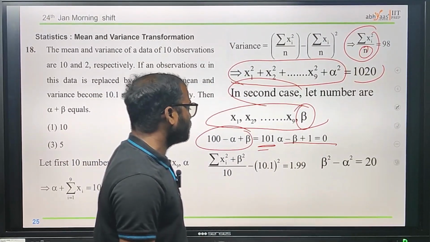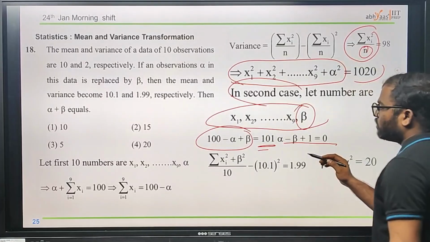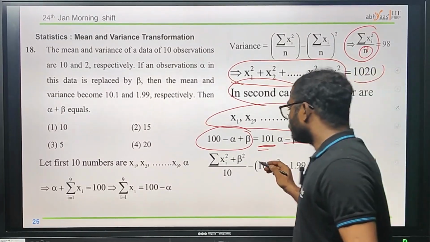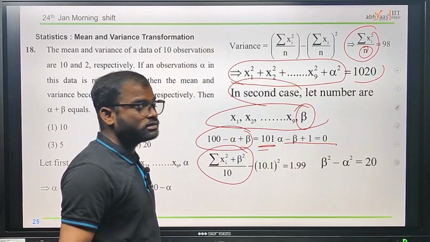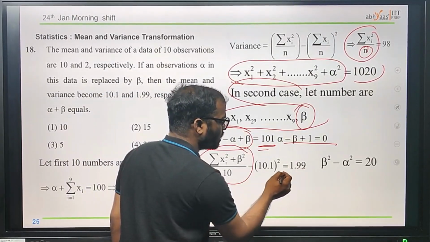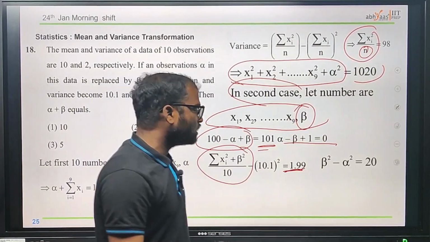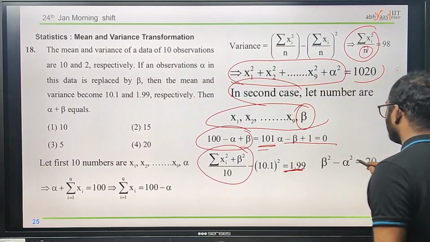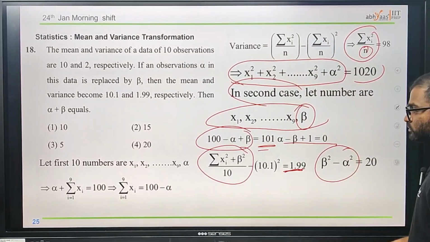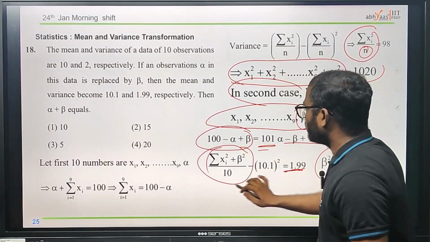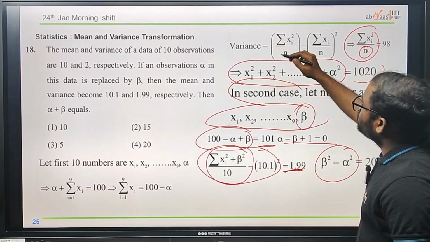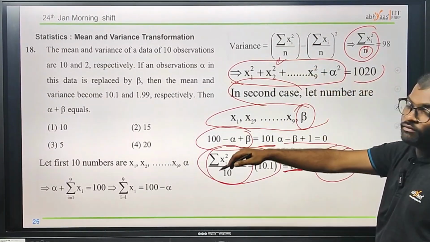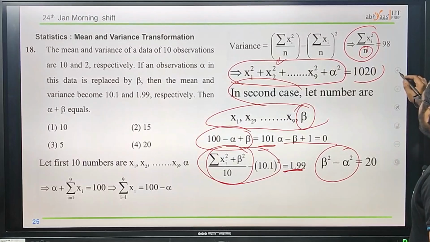Now, finding that, we can easily see what is happening here. The summation of xi square plus beta square minus 101 whole square is equal to 1.99. Therefore that's how we got beta square minus alpha square is equal to 20. This is from the variance of beta, and this came from the variance of alpha. That's how we got beta square minus alpha square.